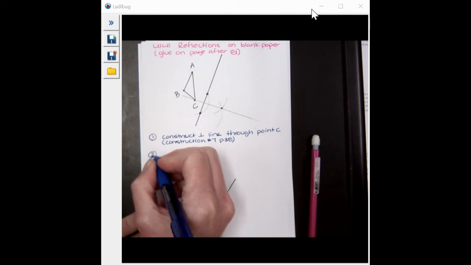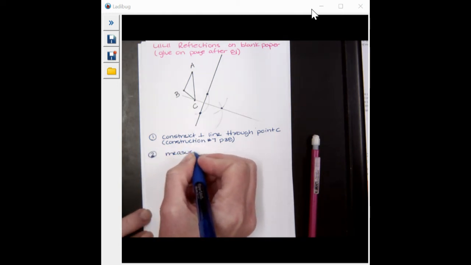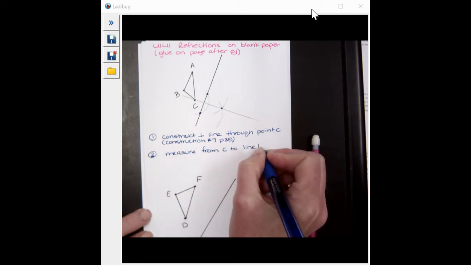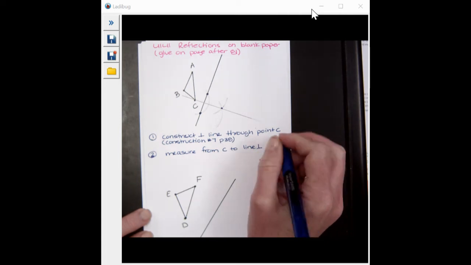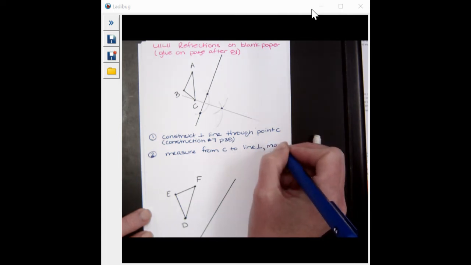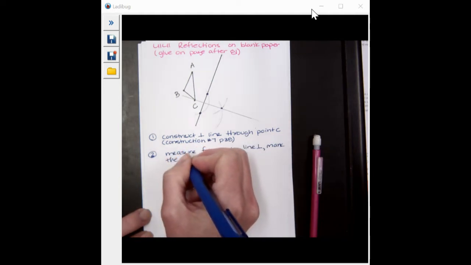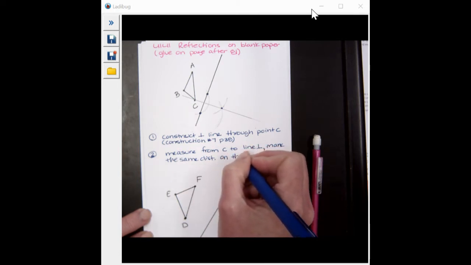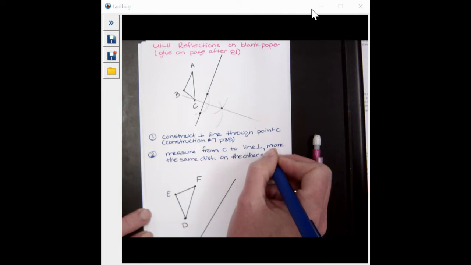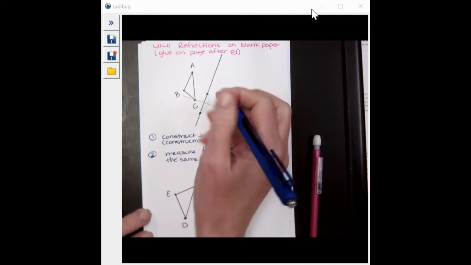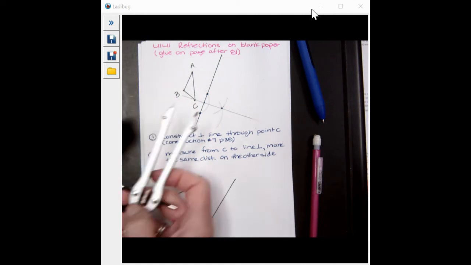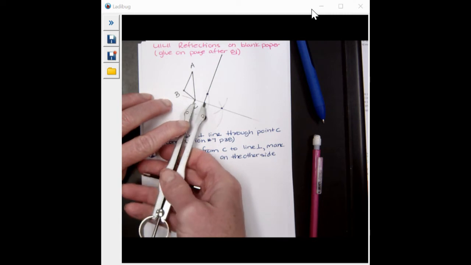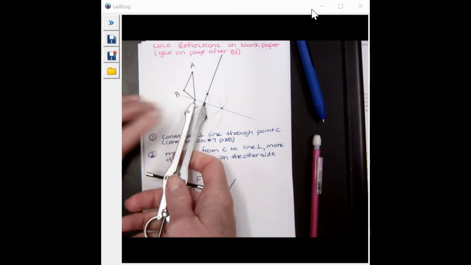So step 2 is I'm now going to measure from C to the line perpendicular. And once I get that measurement, I'm going to mark the same distance on the other side. So let's measure this distance to the line of reflection. So point C is this far away. I need to make this smaller. So it looks like point C is this far from the line of reflection.